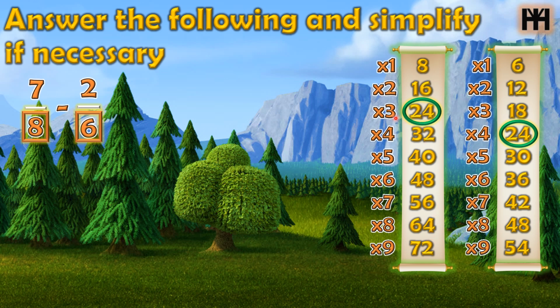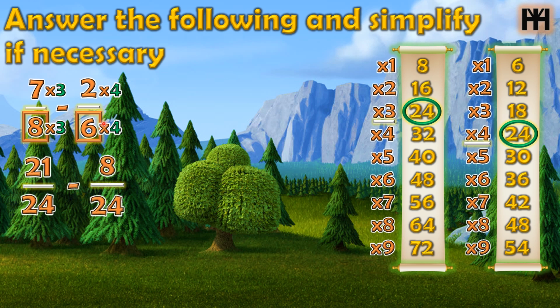Okay, so to make 8, 24, we must multiply it by 3. And to make the 6, 24, we must multiply it by 4. So multiply them by 3 here, up and down. Multiply them by 4 here, up and down. So 7 times 3 is 21. And of course, 8 times 3 is 24. And 6 times 4 is 24. And 2 times 4 is 8.